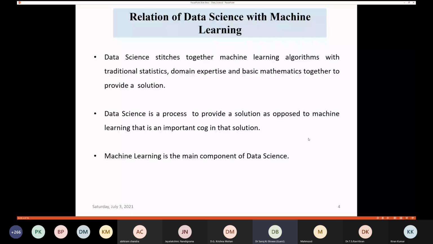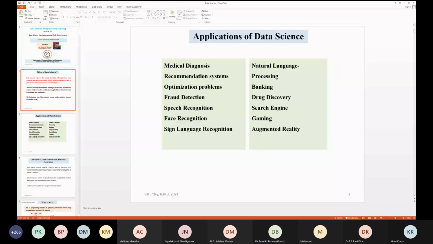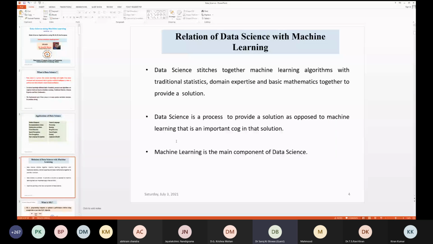Yes. Okay. So this is the definition of data science we already talked about, and these are the applications where we can use data science. Fine. Now, whenever we talk about data science, one term comes up, and that is machine learning. What is the relationship between data science and machine learning? We need to know. We already talked about how data science combines machine learning with other subjects: traditional statistics, domain expertise, and basic mathematics, right?